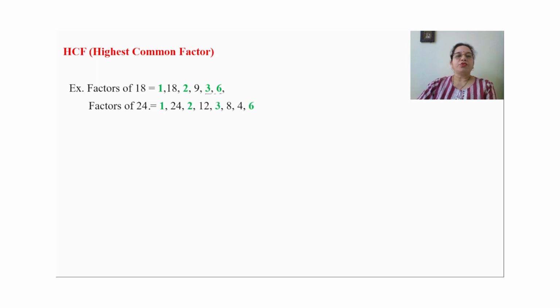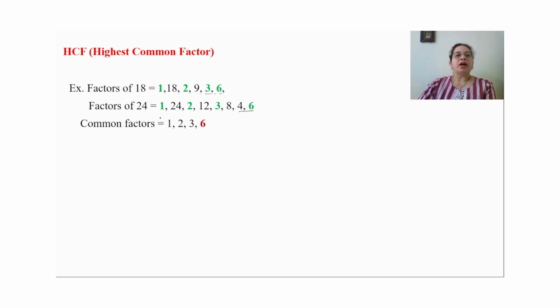Now the factors of 24, same way, 1 and the number itself are the factors of each and every number. Then table of 2, 2 12s are 24. Then table of 3, 3 8s are 24. Table of 4, 4 6s are 24. Table of 5, 24 doesn't come. Table of 6, 6 4s are 24. Already we have written over here. So stop searching for the other factors.